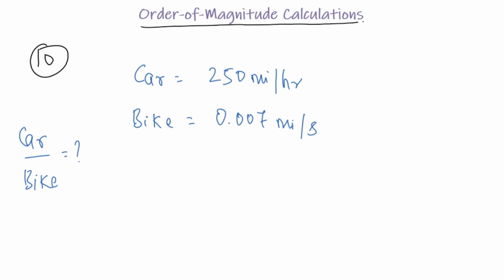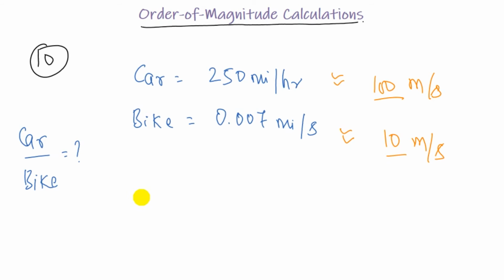Now roughly 250 miles per hour is roughly equal to 100 meters per second, and 0.007 miles per second is roughly equal to 10 meters per second. This is not the exact value, but roughly it is equal to 100 meters per second and 10 meters per second.